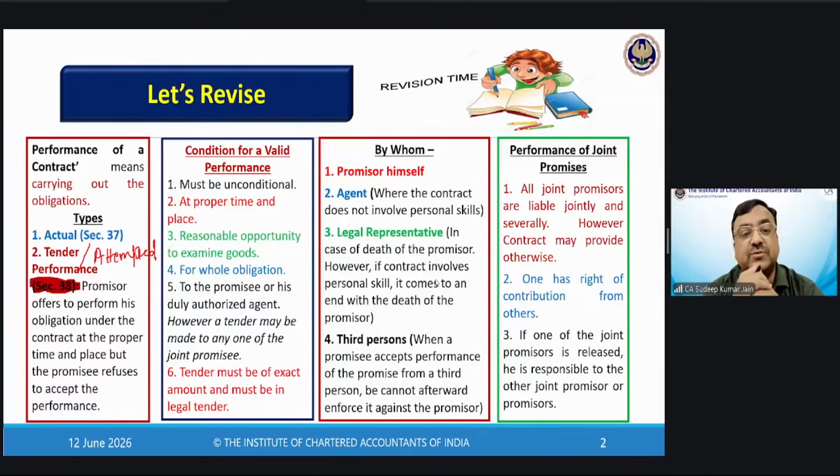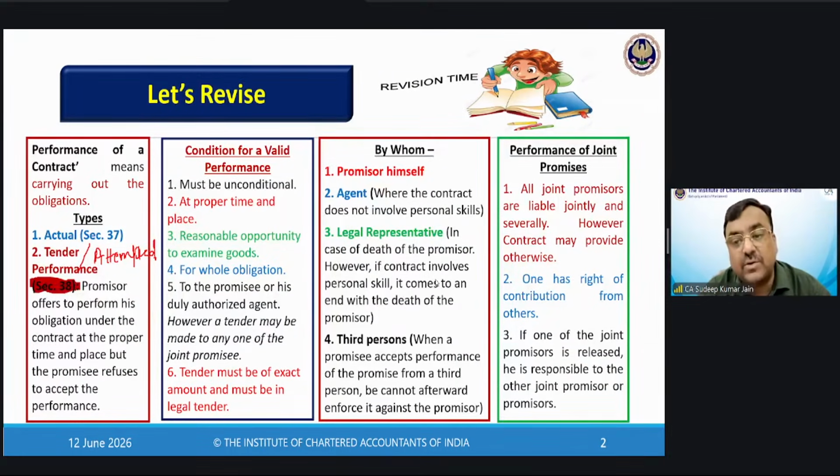The other party should have a reasonable opportunity to examine the goods, whether he has received the goods according to the quality or quantity decided in the contract. The performance should be of the whole obligation; part performance is not acceptable. However, a tender offer to perform may be made to any one of the joint promisees. It means in a case of joint promisees, the promiser can offer the performance to any one of them. And tender must be of the exact amount.